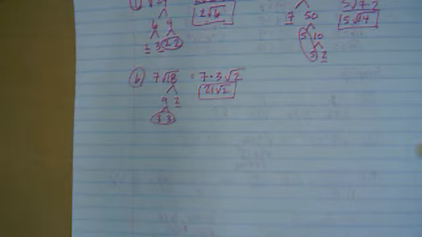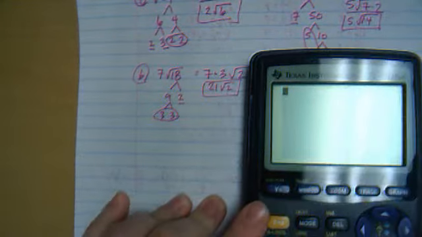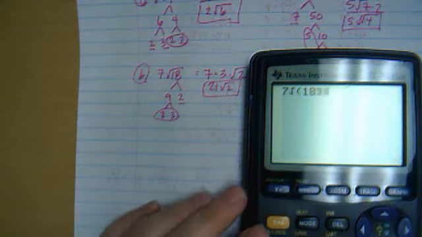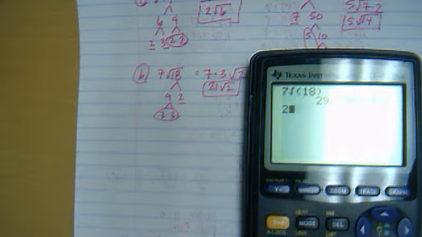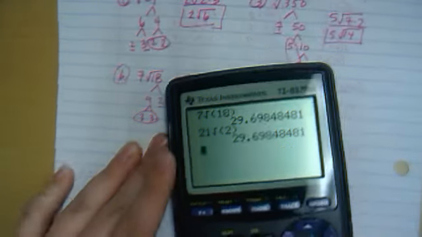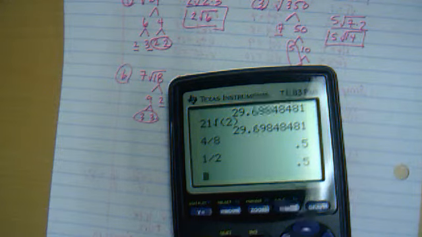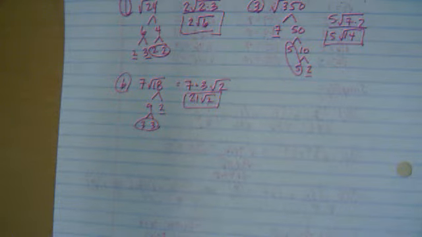You can check your answers to see if you got the same thing. So I'm going to look: is 7 root 18 the same thing as 21 root 2? Because I'm just simplifying, if I look, those are the exact same thing. It would be like if I took 4/8 and 1/2. They're the same number, but the 1/2 is reduced. So 21 root 2 is the reduced form, and that's what I want.